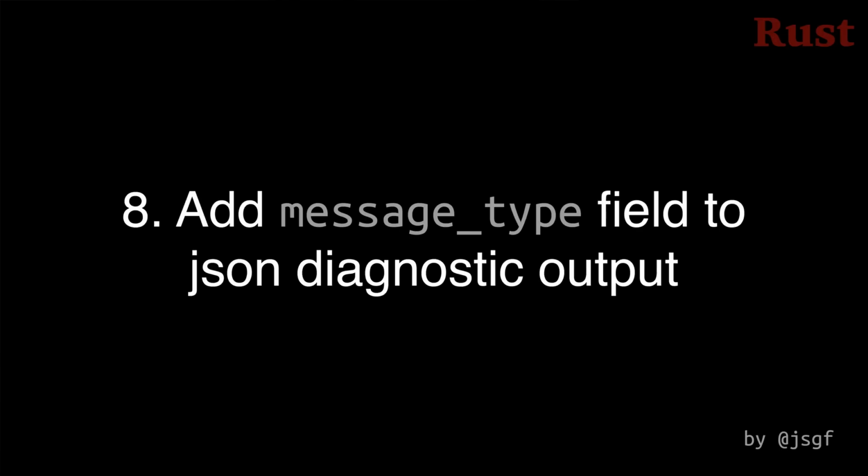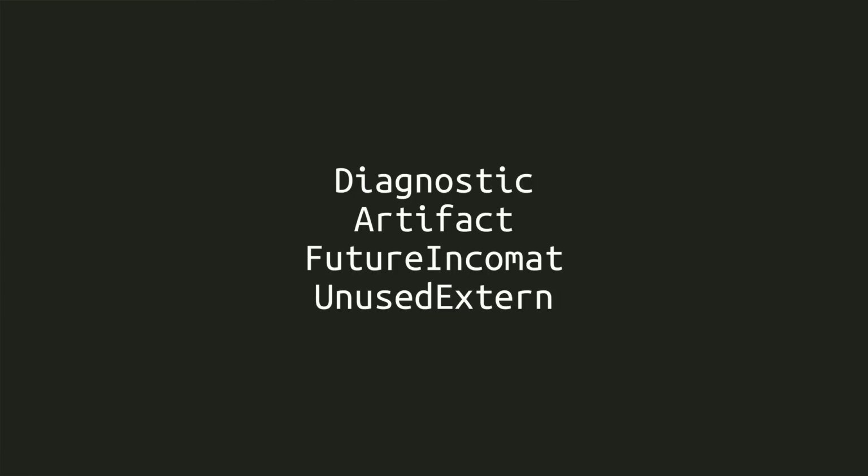Number 8. The Rust compiler can emit diagnostics in JSON format. When it does, it emits 4 types of messages: diagnostic, artifact, future incompatibility, and unused externs.